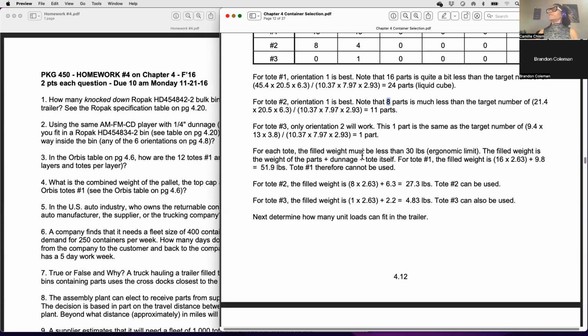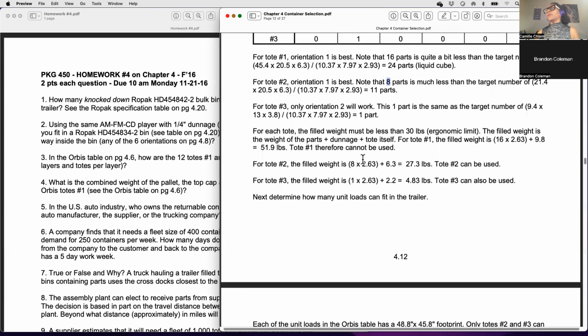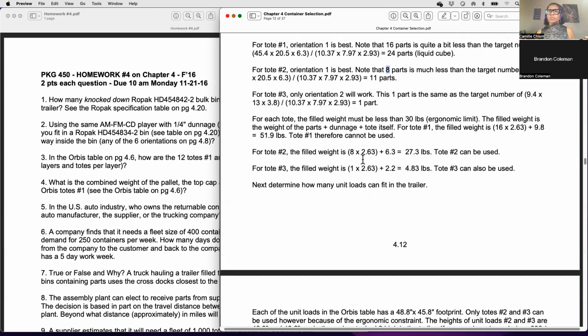So for this one, it shows you as you do all your calculations, it says orientation 1 is the best. You get 8. So you can do 16 parts versus 8 versus 1. So your next thing is, now there's a handheld tote. You already looked at those big bins that they weigh out the truck, that they go over the capacity of the weight limit of the bin.